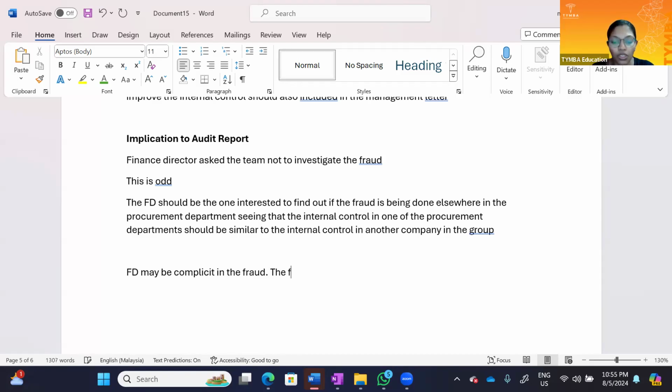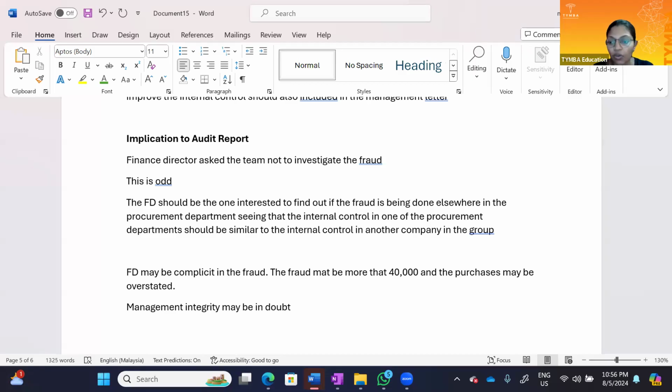Okay, so the fraud may be more than 40,000, and the purchases may be overstated. So the management integrity may be in doubt. So I doubt the management integrity, and then the audit team should be careful.